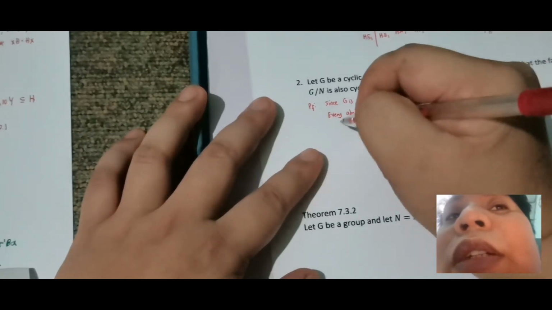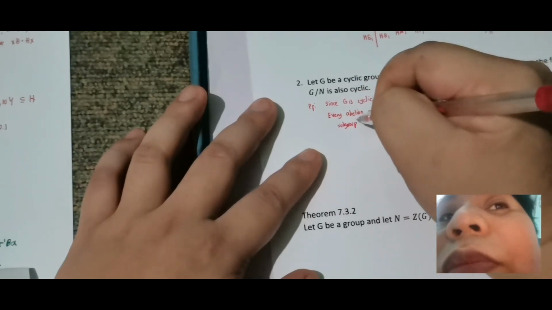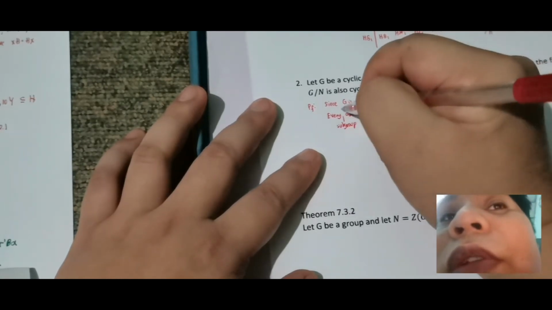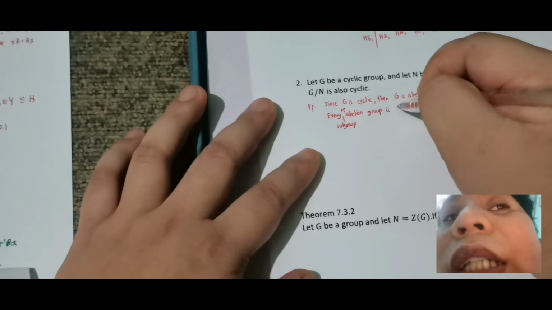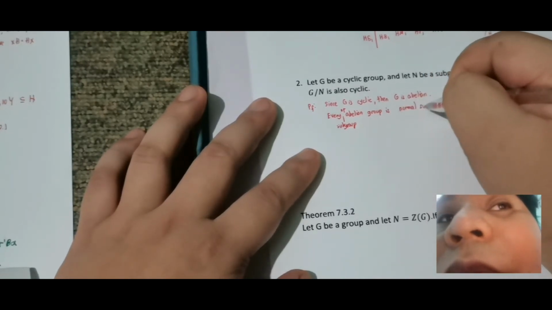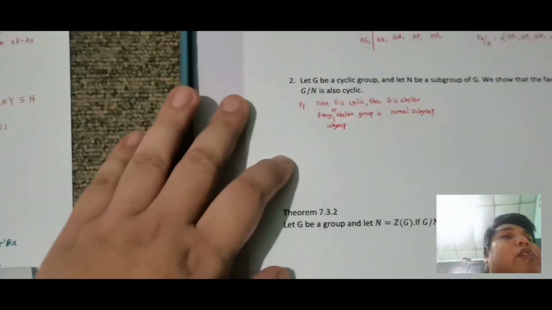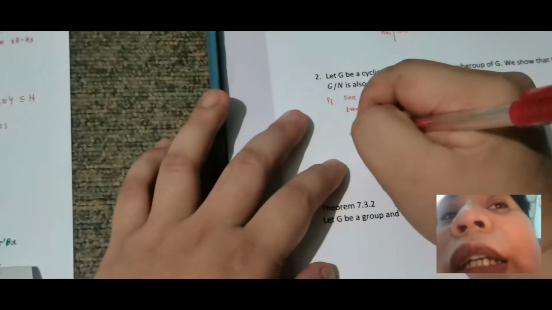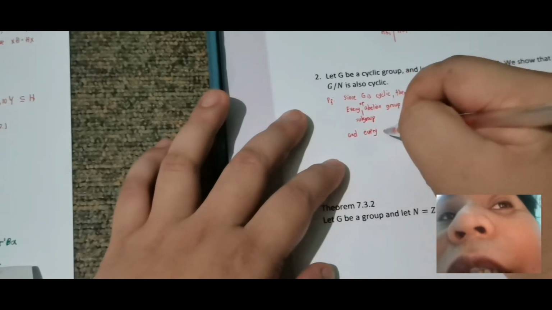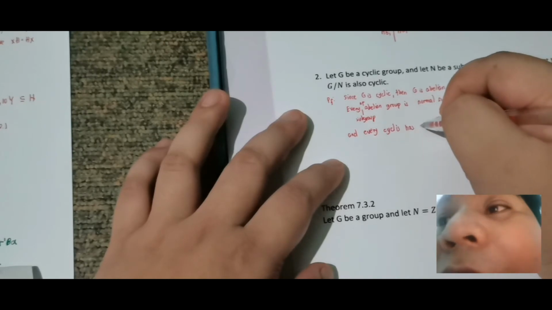Every subgroup of abelian group rather. So every subgroup, pakilagay ito, every subgroup of abelian group, so paki-insert yan dyan, of abelian group is normal. Okay? And every cyclic group has a generator. And lastly, every cyclic group has a generator.